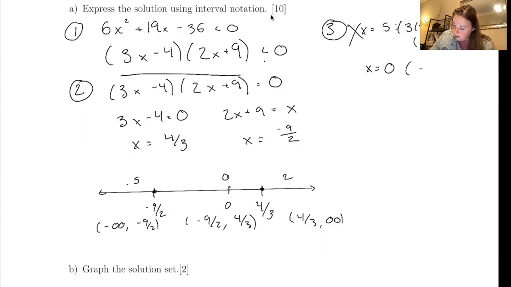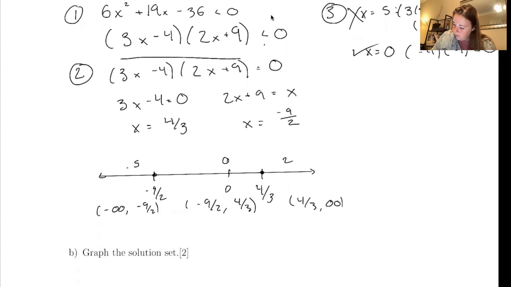That's always an easy one because then I'll just get -4 and 9, and that's going to be less than 0. A negative times a positive is a negative. So great, that one's in. And then x equals 2, we'll have 6 minus 4, and 4 plus 9, which is 2.